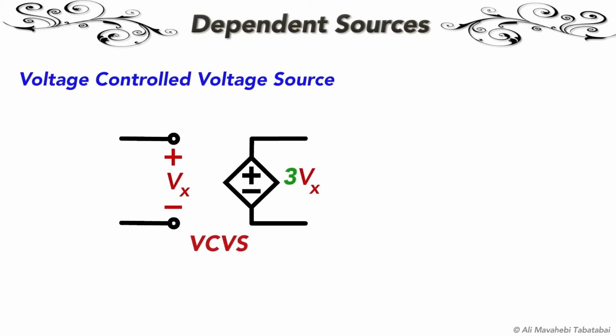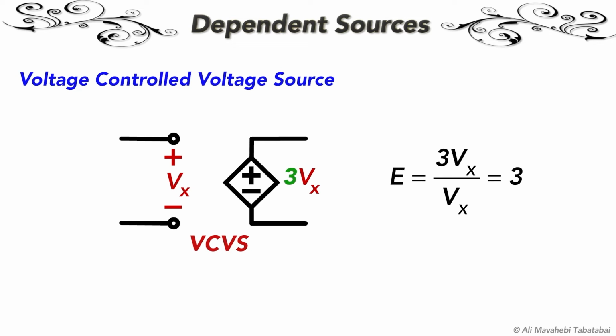Voltage-controlled voltage source, or VCVS, is a dependent voltage source in which the output voltage is determined by the input voltage and gain. The gain is the ratio of the output voltage to the input voltage. So if you have a source like this and the output voltage is mentioned as 3Vx, the gain will be the ratio of the output, which is 3Vx, to the input, which is Vx. Since the numerator and denominator have the same units, the gain will have no unit. In Multisim, the voltage gain is indicated by E, and this is the value you have to enter for voltage-controlled voltage sources.